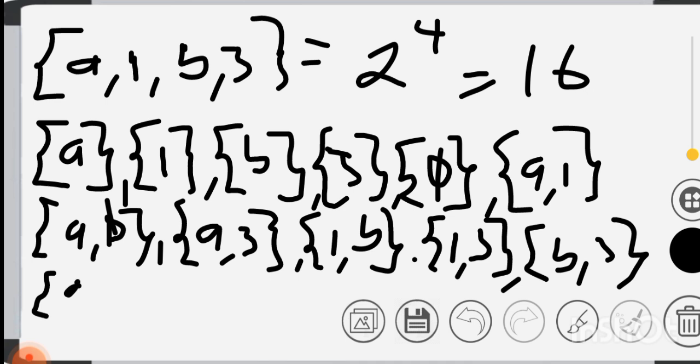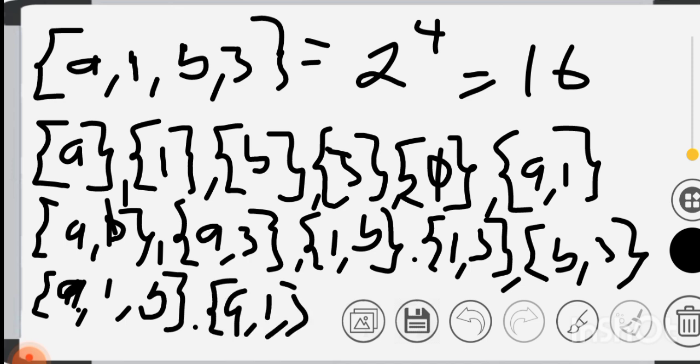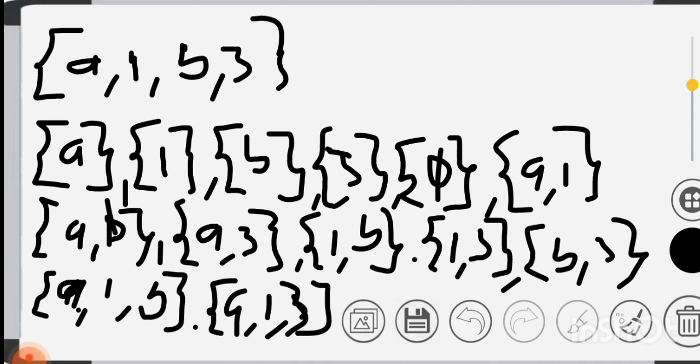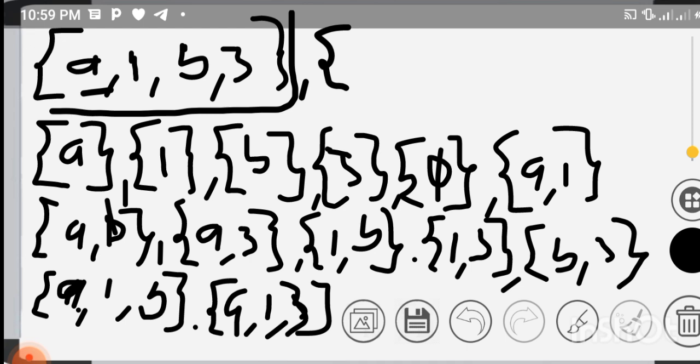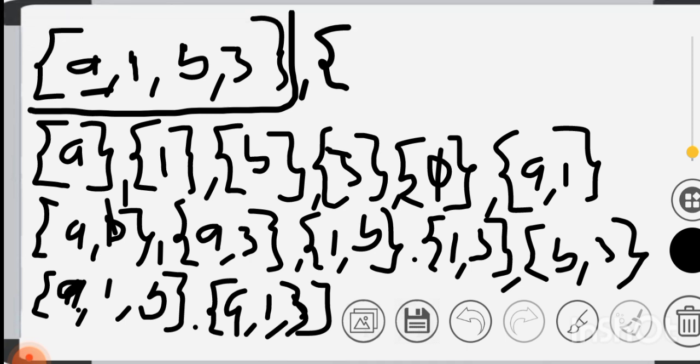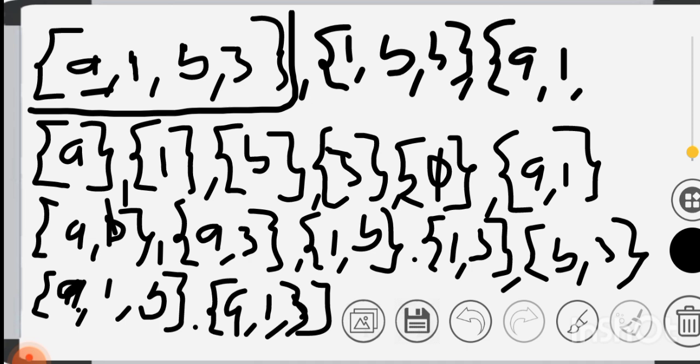We have the set of A, 1 and B. We have the set of A, 1 and 3. See, I'm talking about space just now. Let me see if I can clean up some spaces. Remember, we're looking for 16 subsets. Don't forget that. So I've done A, 1 and 3, A, 1 and B, then 1, B and 3. Then we have the set of everything, which is A, 1, B, 3.